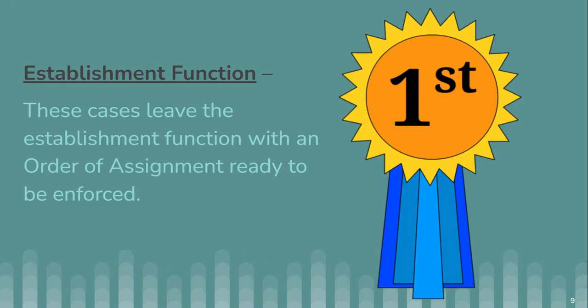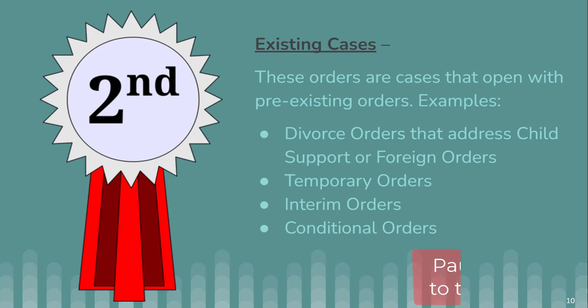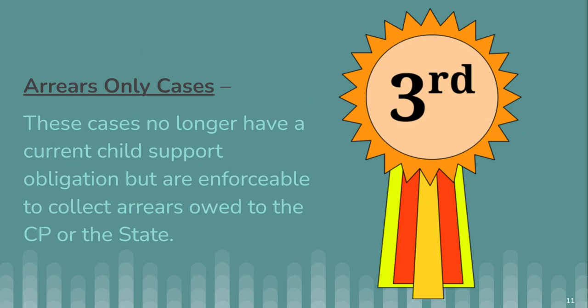Establishment function: these cases leave the establishment function with an order of assignment ready to be enforced. Existing cases: these are cases that open with pre-existing orders. Examples include divorce orders that address child support or foreign orders, temporary orders, interim orders, and conditional orders. Arrears-only cases: these cases no longer have a current child support obligation but are enforceable to collect arrears owed to the custodial parent or the state.